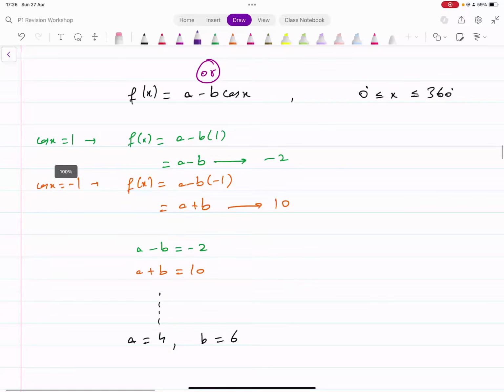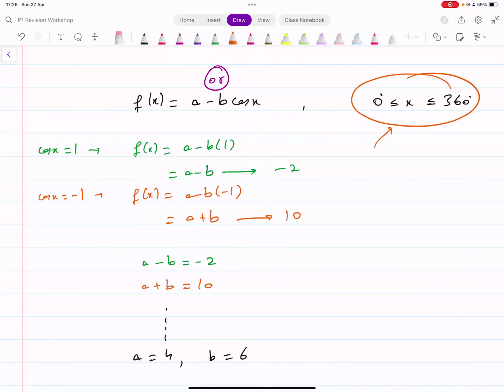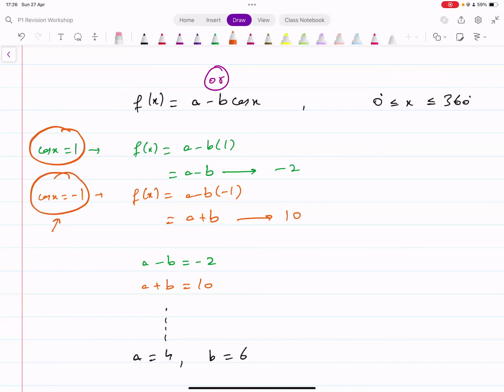The other idea is, this is the function that you've got, a minus b cos x, and you are given the range of the function. Again, it's a cos function. It's completing one full cycle. You input cos x equal to 1 once, and then you input cos x equal to minus 1. Input those two values and see what you get from that. 1 is giving us a minus b. Minus 1 is giving us a plus b.